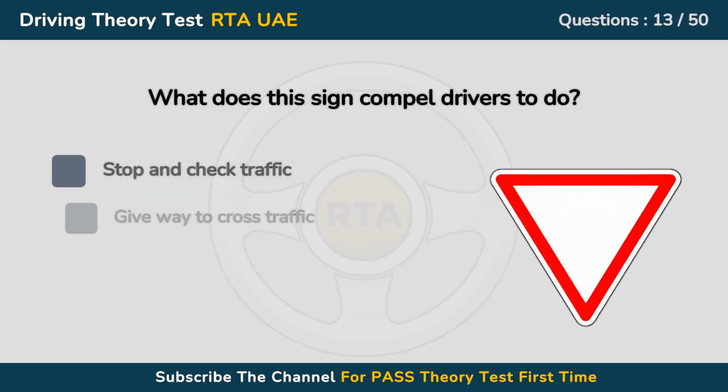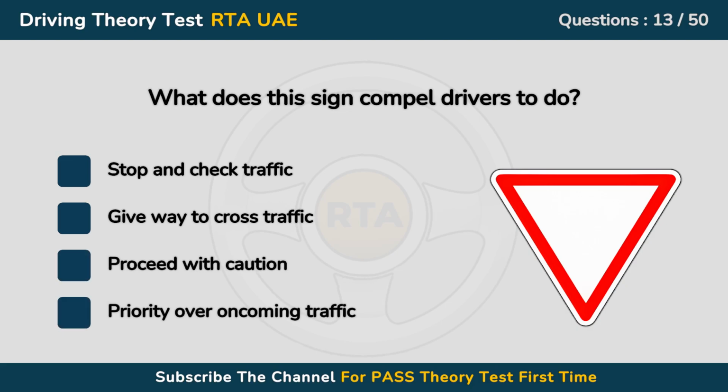Question 13. What does this sign compel drivers to do? A. Stop and check traffic. B. Give way to cross traffic. C. Proceed with caution. D. Priority over oncoming traffic.